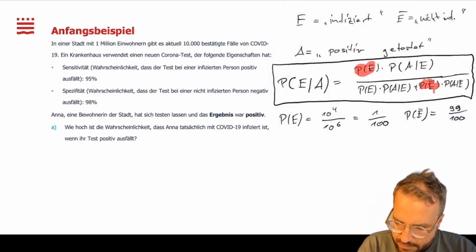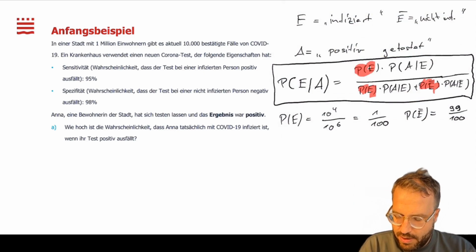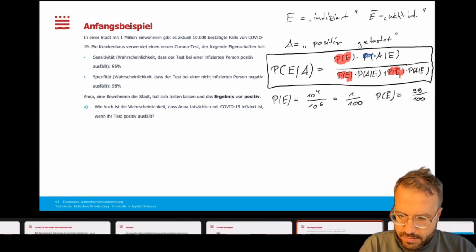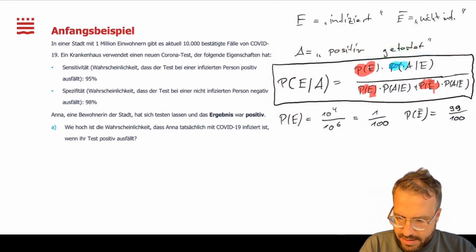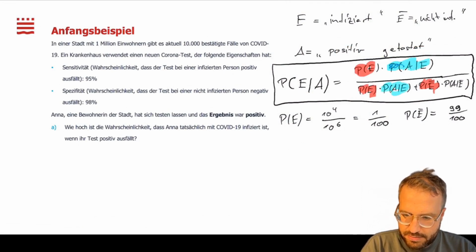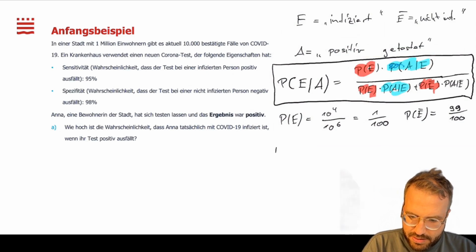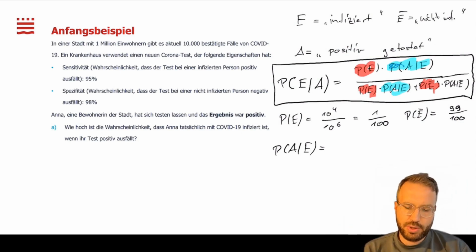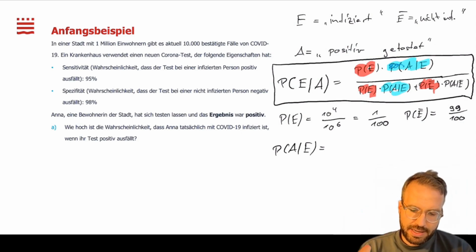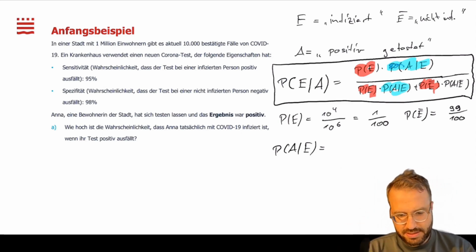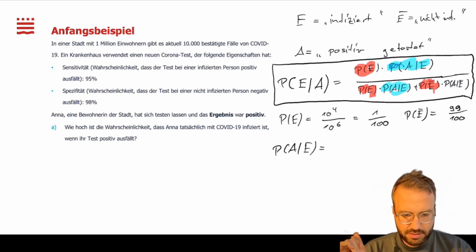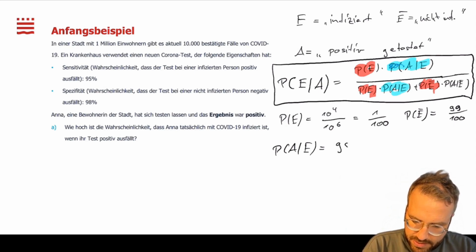So, now we have the next term. That is P of A given E, which also appears here twice. Can we now consider whether we know P of A given E, what is that? So E was infected, and A is positive. So the probability that the test is positive for an infected person is 95% or 0.95.